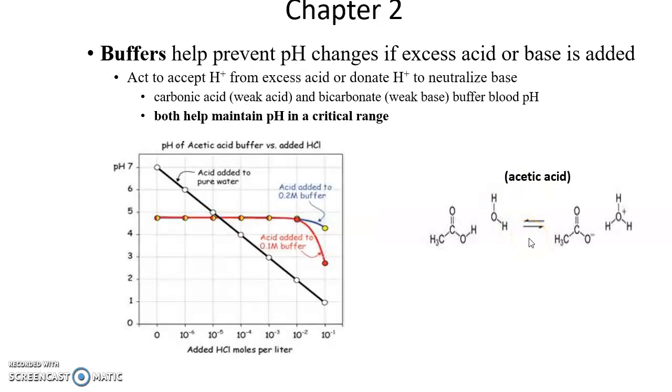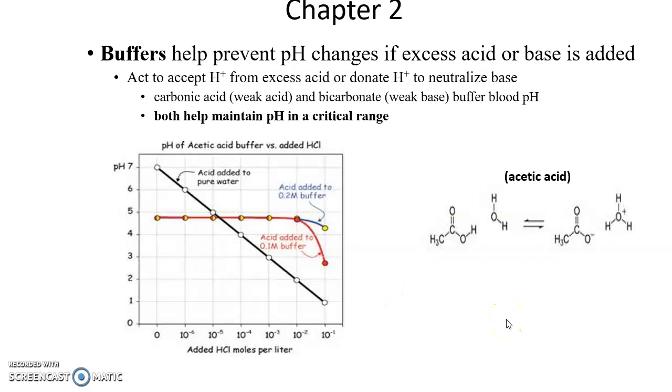Buffers. Buffers are very important in our bodies. Buffers help to prevent changes in pH. So whether you're adding some acid or some base, a buffered solution will resist the changes to the pH. So for instance, here's this lovely example of adding hydrochloric acid to something. If you add it to pure water, the more you add, the more acidic the water will become. Pretty linear there. If you add it to a buffered solution, though, it takes a while for the hydrochloric acid to overwhelm the buffered solution and start to become significantly acidic.